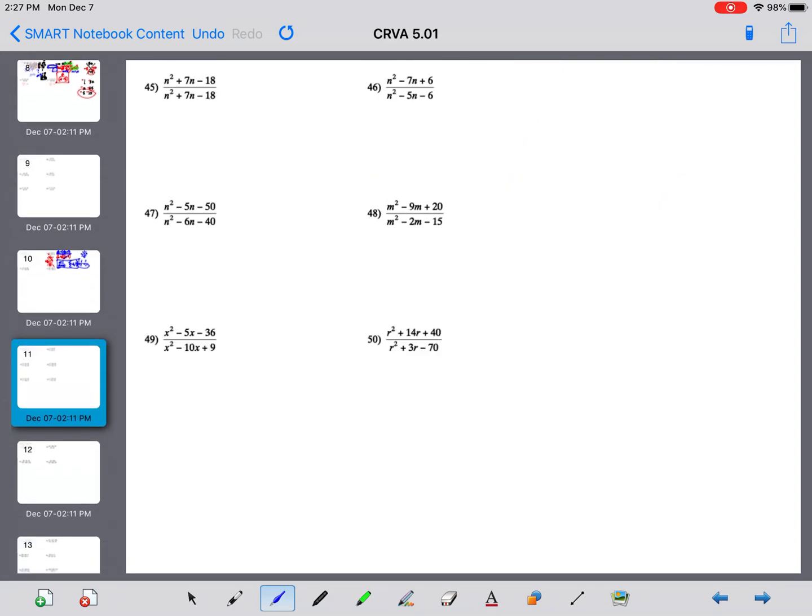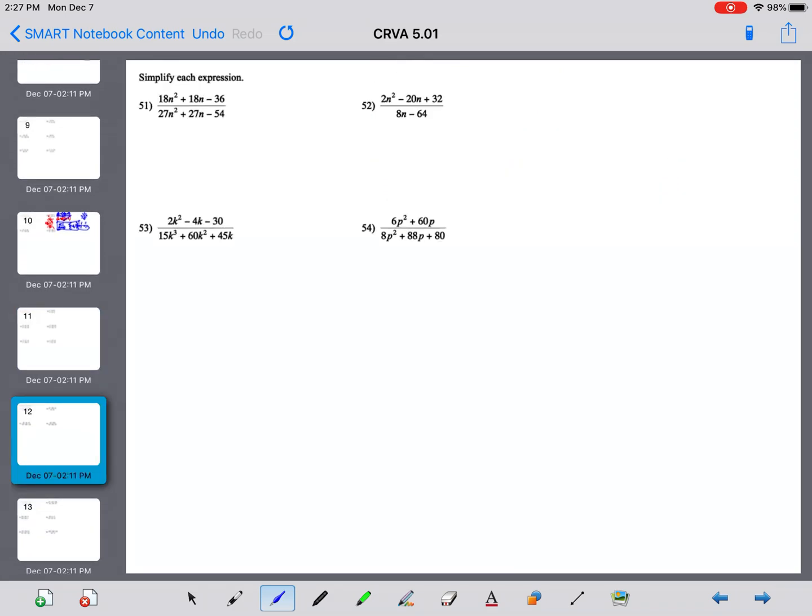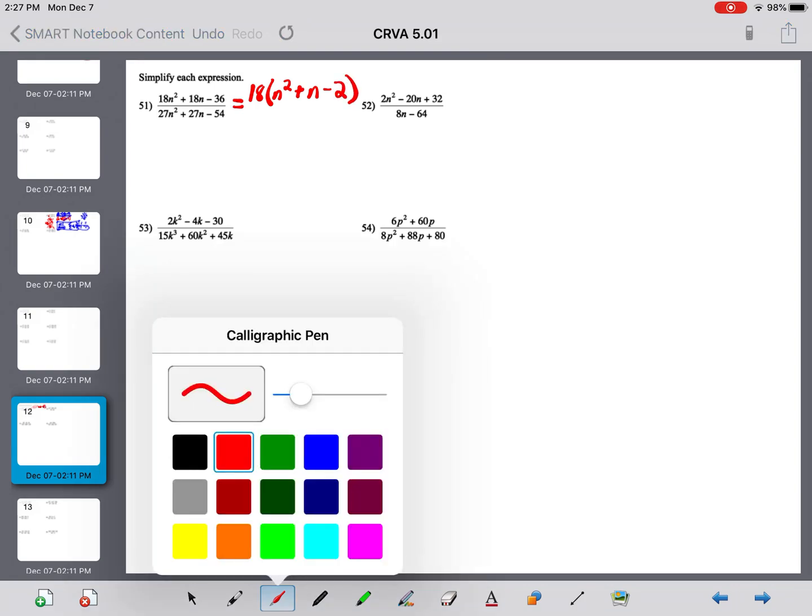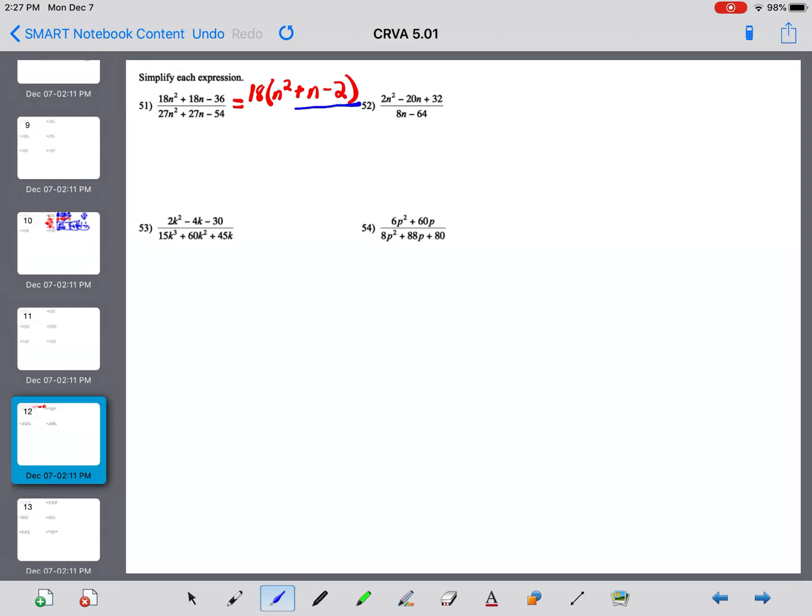Let's go to the next way that they're going to make this a little more difficult. So, number 51. Oh man, if you remember factoring when your leading coefficient's greater than 1, it can be some work. However, the nice thing about this is, isn't there a GCF? On the top, doesn't 18 go into all of those terms? Yes. 18 times n squared plus n minus 2. That's equivalent to the original trinomial.